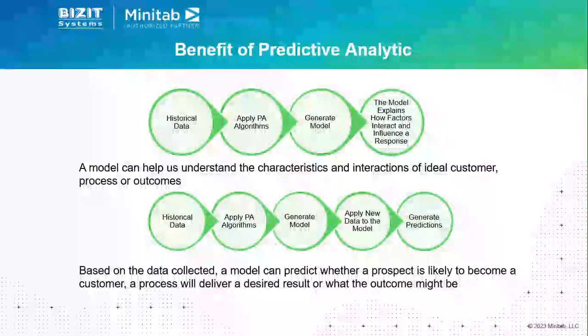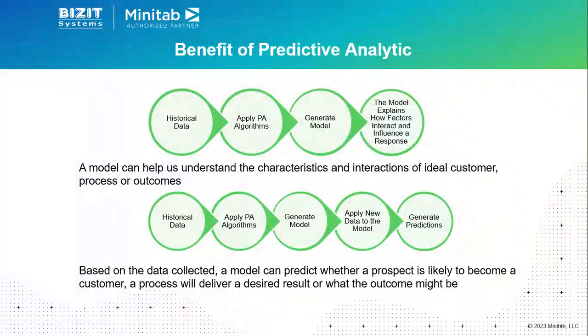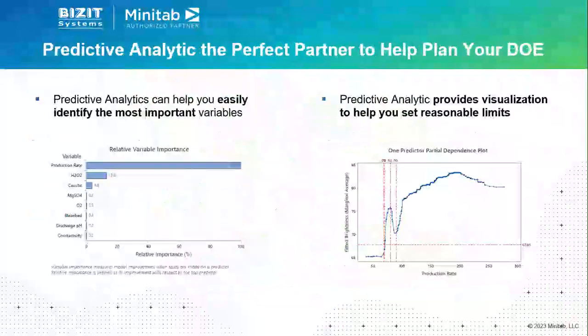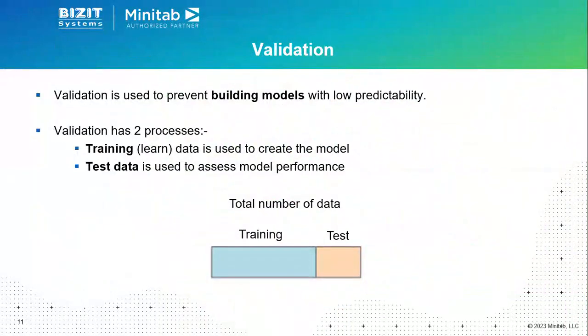So predictive analytics will be a pair between those theories. And then here, something we need to know about predictive analytics. We have some new term, maybe, I'm not sure. That one is something we call validation. Validation here is to prevent building models with low predictability.